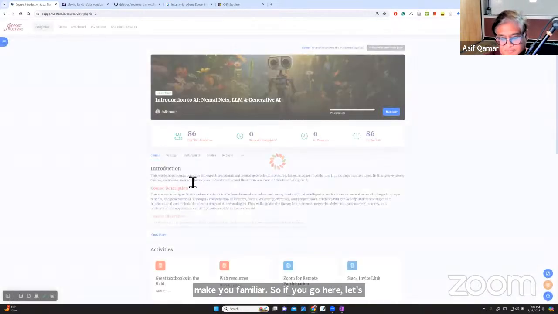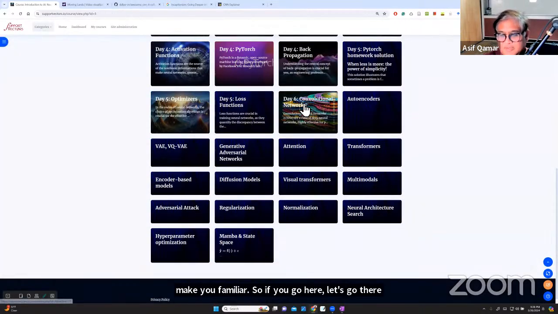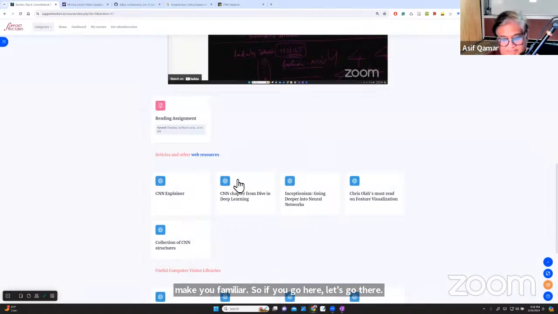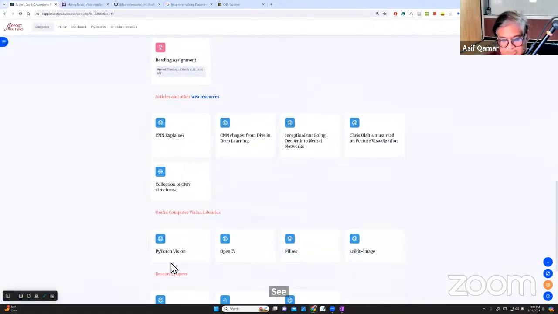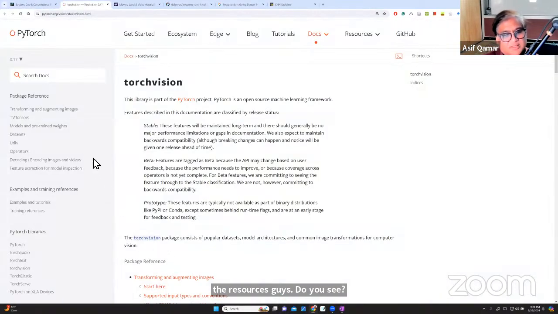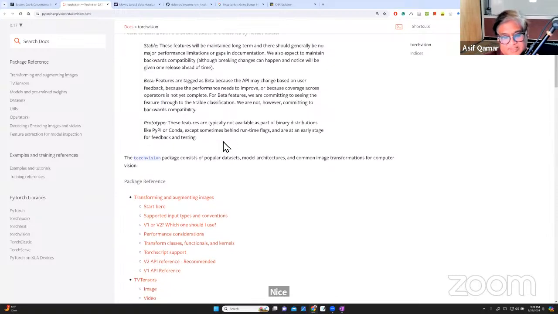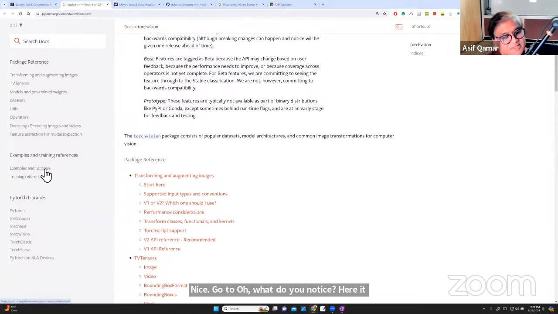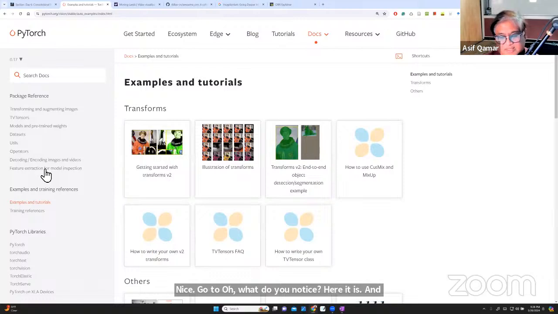CNN, convolutional networks. I've given you all of the resources, guys. Do you see PyTorch Vision? Guys, go to PyTorch Vision. What do you notice? Here it is. And there are examples and tutorials. Let's go and get started with examples and tutorials. Right? What do you see?